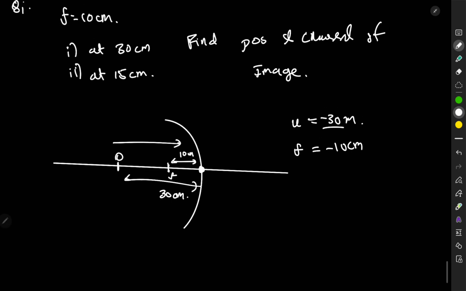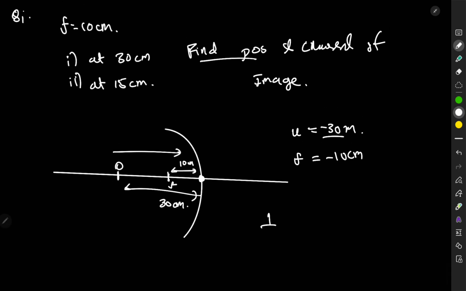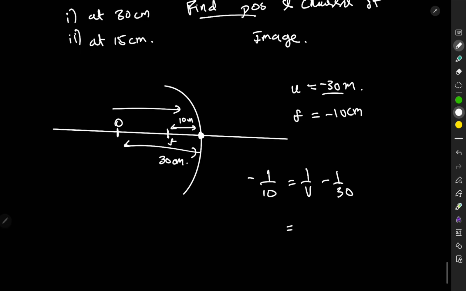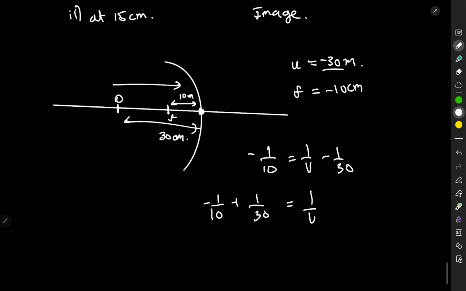So what do we need to find? The position of the image, right? 1 by f is equal to 1 by v plus 1 by u, which is minus 30, and f is minus 10, right? So 1 by 10 minus plus 1 by 30 is equal to 1 by v. Of course this is the correct method. Let me find the answer, and then show you a shortcut.